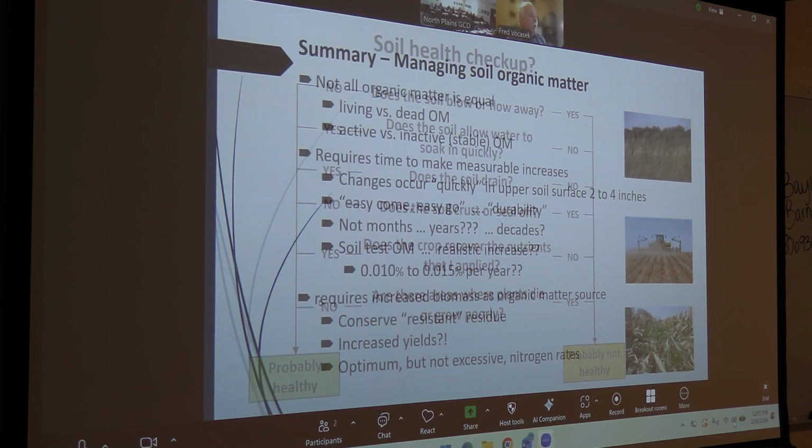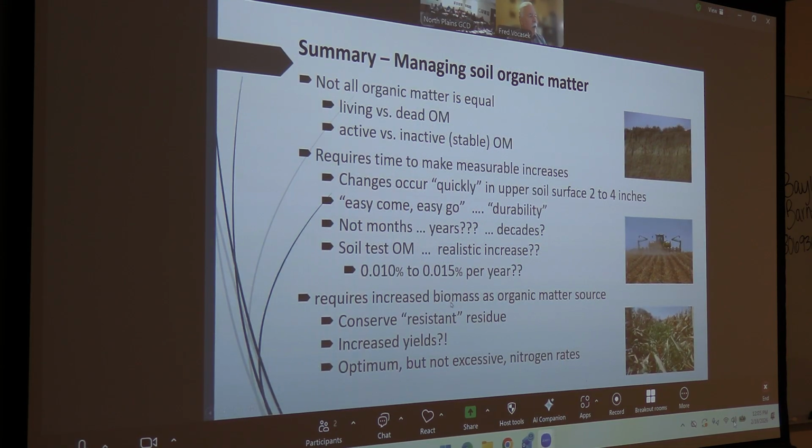Now, anytime we want to increase organic matter, we have to increase biomass somehow. We've got to conserve resistant residue. So corn residue is more resistant than other residues, so anything we can do to preserve that. We increase yields, more grain, more stalk, more leaf, or whatever, so more biomass. And we use optimum, but not excessive, nitrogen rates. So this all plays into our overall management system.